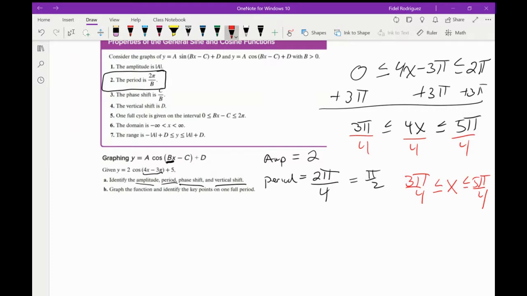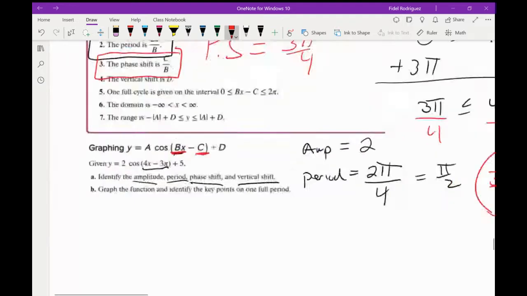All right, guys, do you remember which one the phase shift was? The phase shift was always that point right there. In this case, it's going to be 3 pi over 4. And I want you to notice what they put here. It says the phase shift is c over b. So here's my c, here's my b.